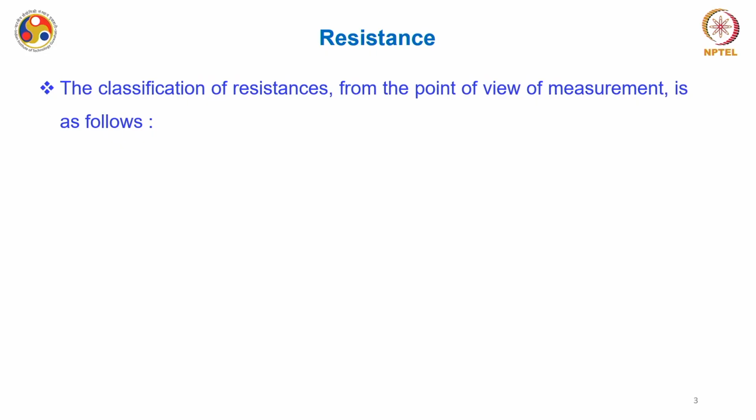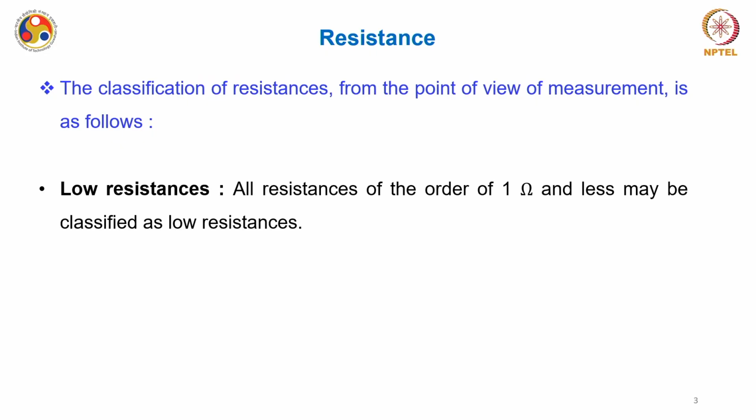The classification of these resistances from the viewpoint of measurement is low resistance, medium resistance and high resistance. As per the textbooks, all resistances of the order of 1 ohm and less may be classified as low resistance, and in our course also we will stick with this definition. So resistances of the order of 1 ohm or less, like certain milli ohm or micro ohm values, are low resistance values.